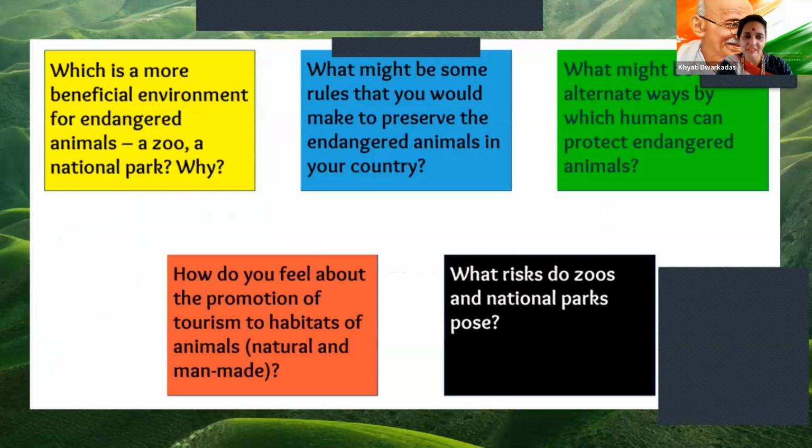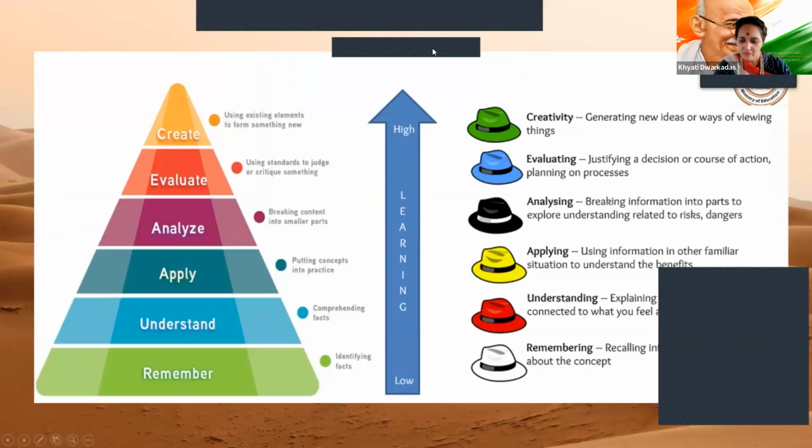So I have some of these here. Which is a more beneficial environment for the endangered animals, a zoo or a national park, and why? What might be some rules that you would make to preserve the endangered animals in our country? What might be alternate ways by which humans can protect the endangered animals? Sorry for that.